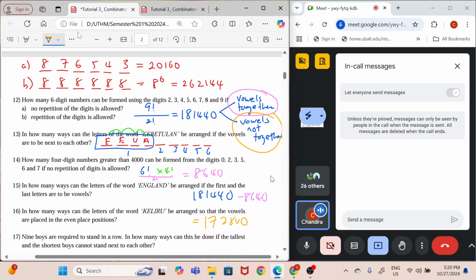Vowels are not together, in case the question asks you. Of course, question 13 is vowels are not together. The answer is this one. But how to find vowels are not together? This is the method. Find the general without condition minus vowels together. You will get vowels not together. Okay. Copy this one first.